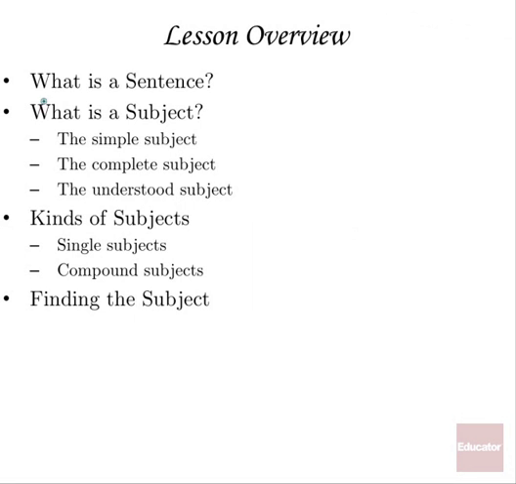Alright, we're going to start with a basic overview of what a sentence is, what you need to have a complete sentence, and then we're going to get into the parts of that sentence. Then we're going to ask, what is a subject? We're going to look at three kinds: the simple subject, the complete subject, and the understood subject. And then we're going to break the subjects down into categories: single and compound. And finally, we're going to look at how to find the subject in a sentence, which is important for making sure that your sentences are clear and grammatical.